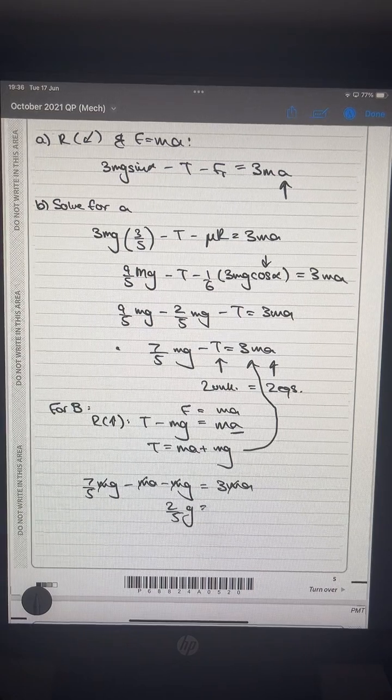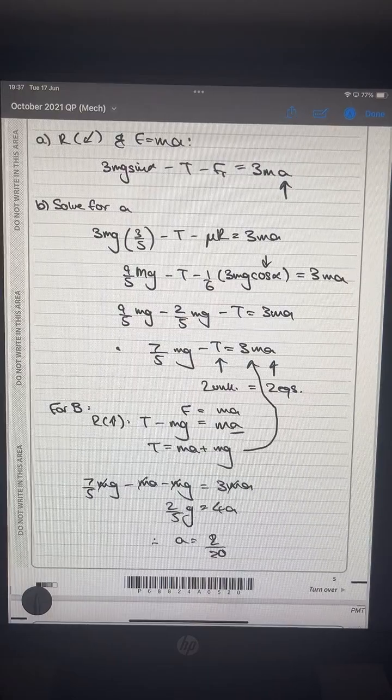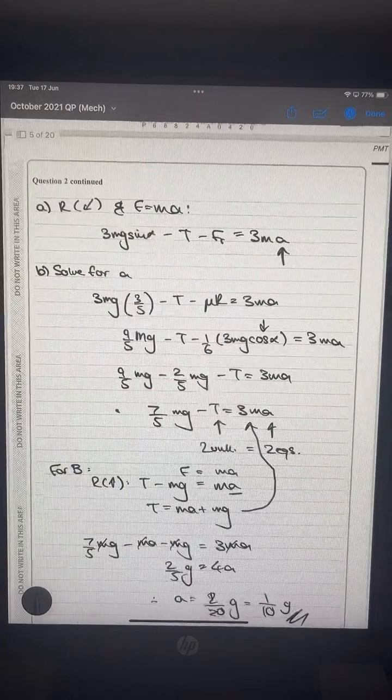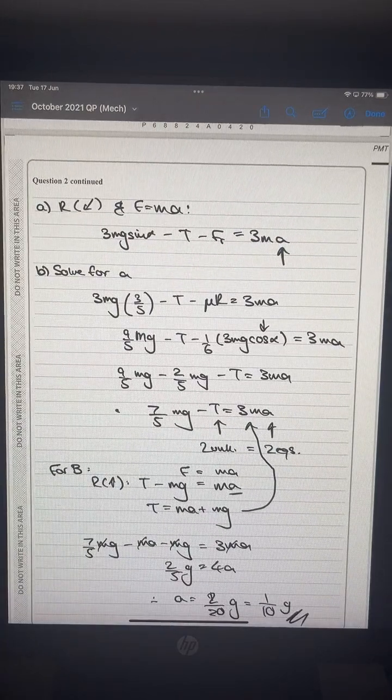So that's 2/5 g is equal to, and I add a onto both sides, so that's 4a. Therefore, a is equal to 2/20 g, which is 1/10 g. And that is all you have to do for 7 marks.